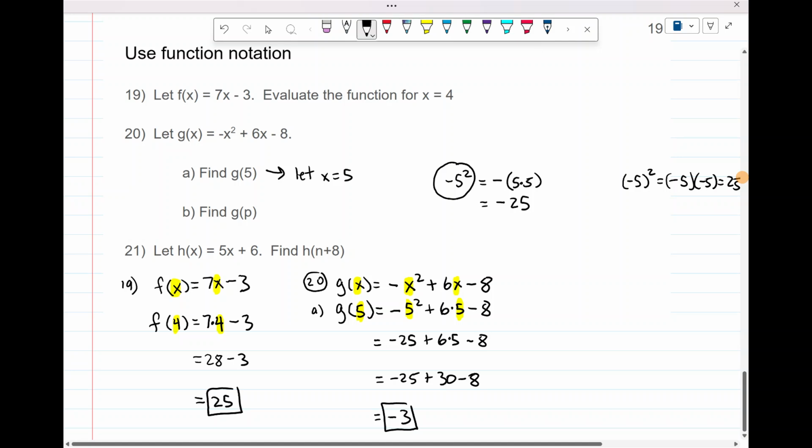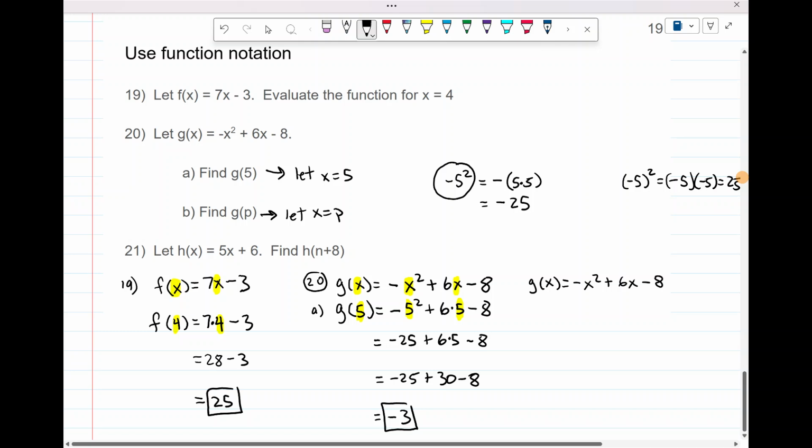Let's do part B. One thing that I suggest is to always write down the function first, even if I've already written it before, because I really like replacing every x with whatever x is equal to, and I like to do it vertically. So in this case, since we're finding g of p, we're going to let x equal p.